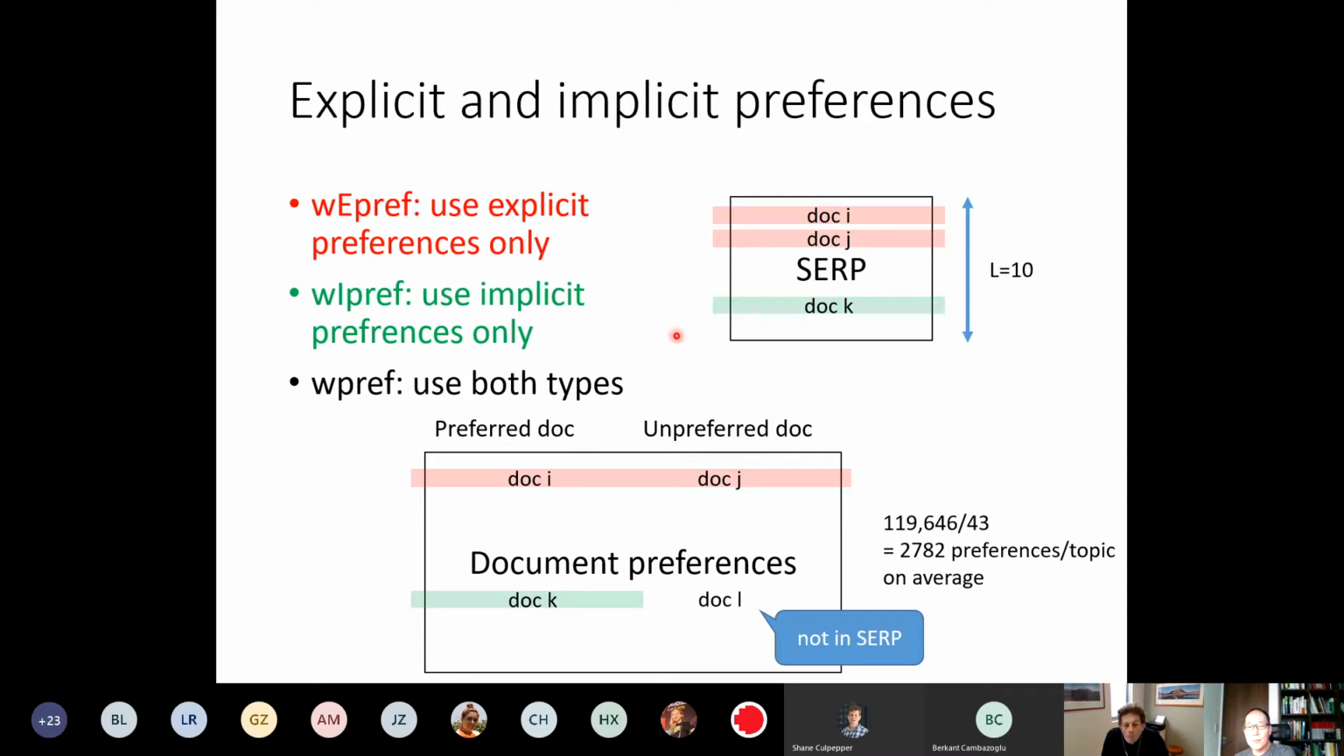Now, also there are implicit preferences. I have this document preference data, which says doc K is preferred over doc L. Now, this SERP does not retrieve doc L, but retrieves doc K. So it implicitly says that K is actually better than this unretrieved document L. So this is an implicit preference. So I designed measures that are solely based on explicit preferences and those solely based on implicit preferences as well. And the regular measures just use both of these preferences.